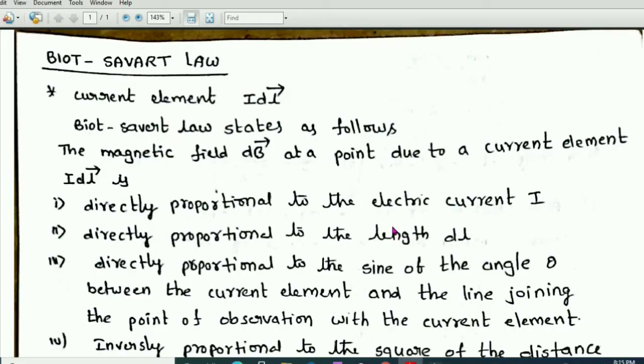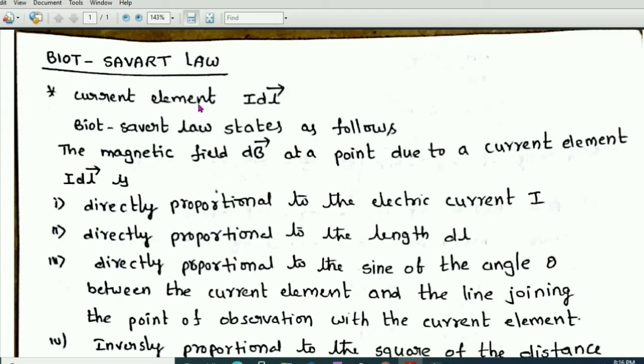In this class, I am going to explain Biot-Savart law. The Biot-Savart law is an experimental law which deals with the magnetic field at a point due to a current element. So, what is a current element? A current element is the product of current I and length dl bar of a very small segment of a current carrying wire. If you take a current carrying conductor, a small portion of that segment has length dl bar and the current flowing through it is I. The product of I into dl bar gives the current element.